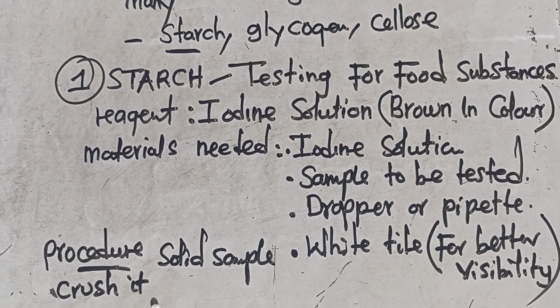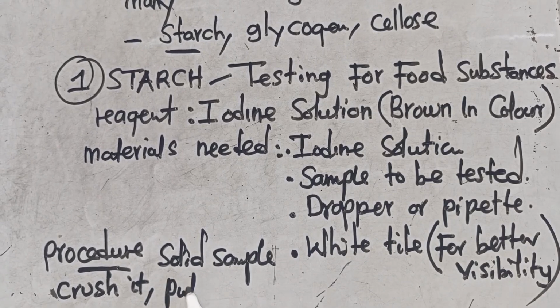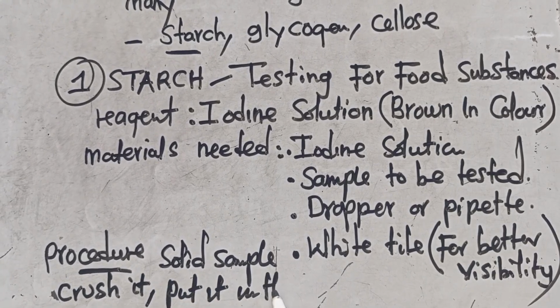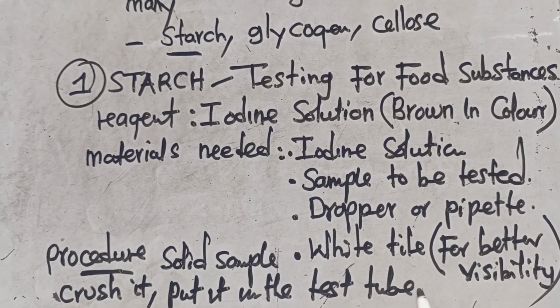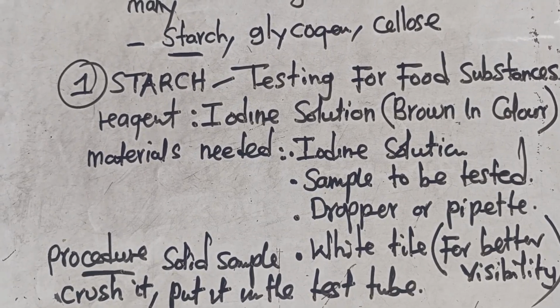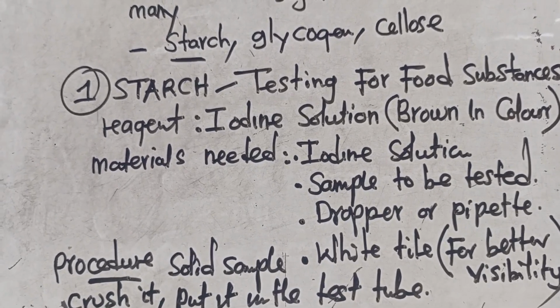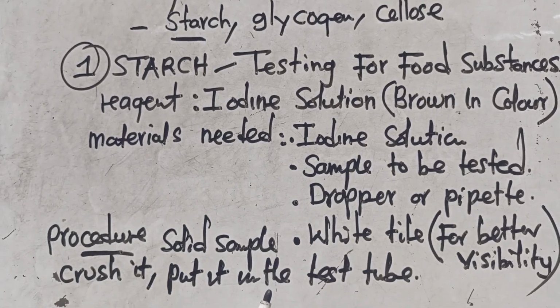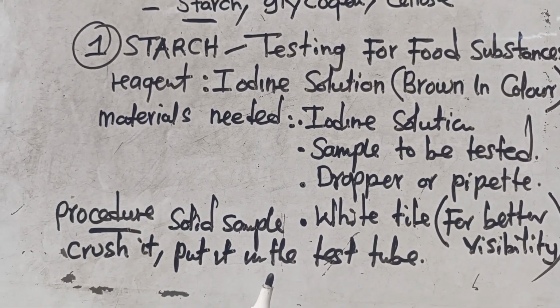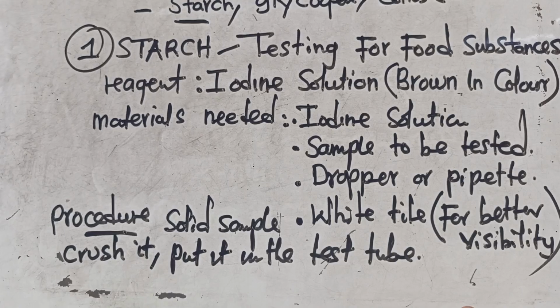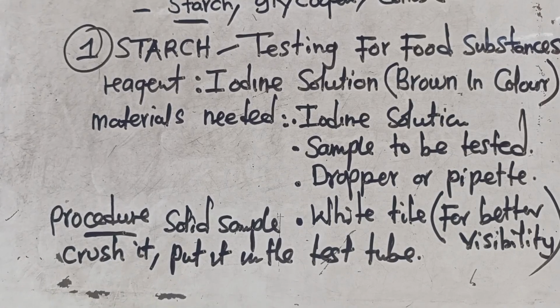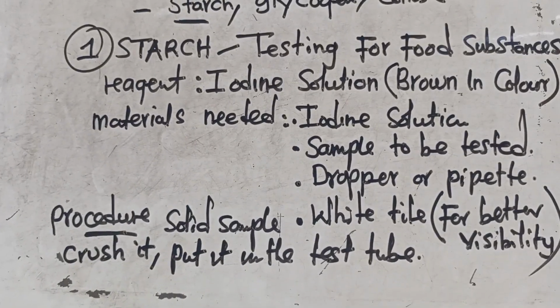After you are done with that, you put it in the test tube. Then you add some water to it. When you add some water to it, that's when you get the iodine solution. I'm just summarizing this so that you have a picture of how to test for starch. These are practical things that you get to do, so I want you to understand this.